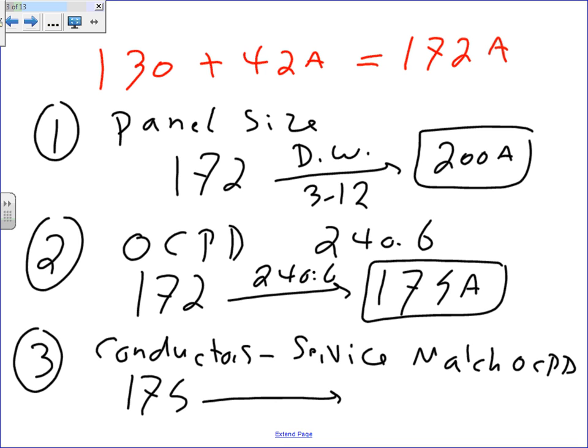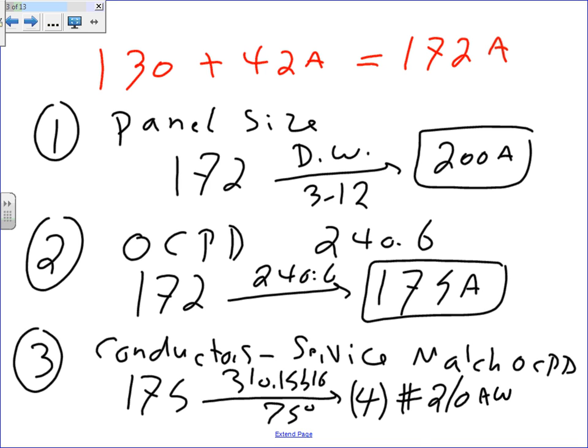I need somebody to help me here. 310.15(B)(16) under the 75-degree column. 4 conductors. I'm going to pull a full neutral. How much? 4 aught? 2 aught. Thank you. Number 2 aught AWG THHW, and Chris is going to work on the conduit for us.